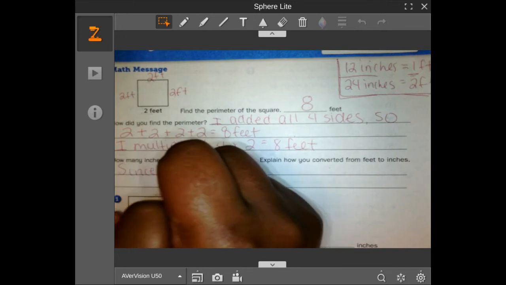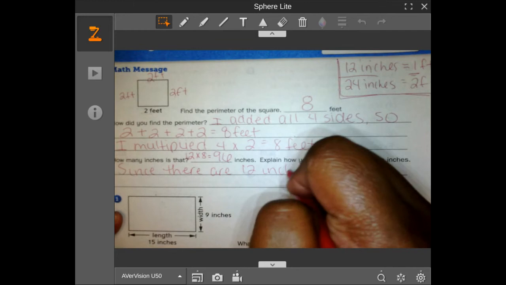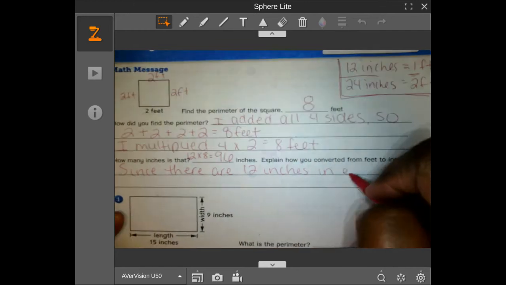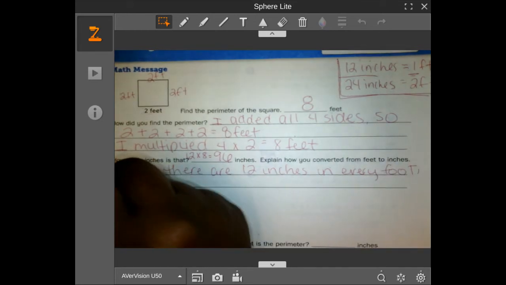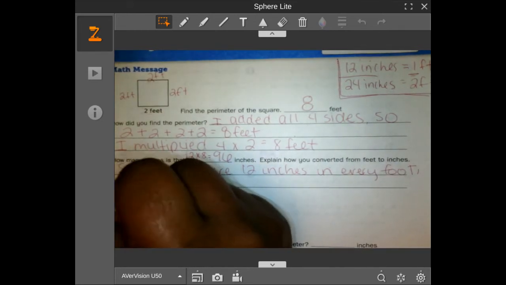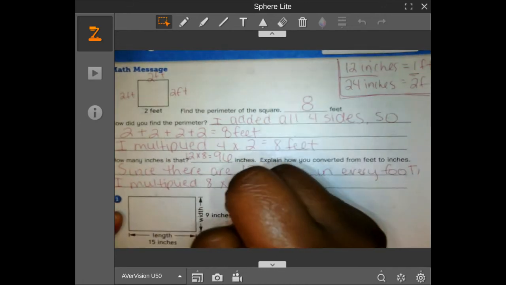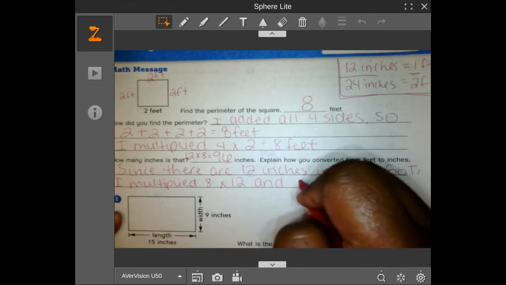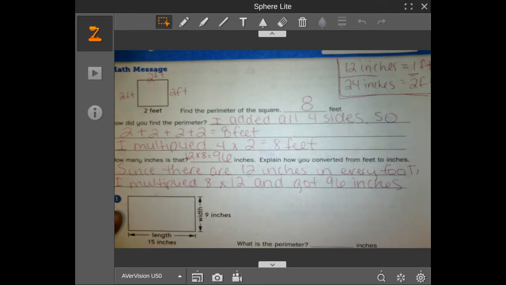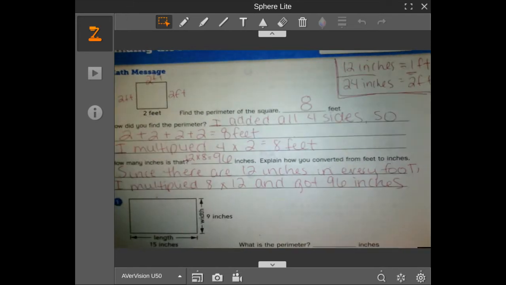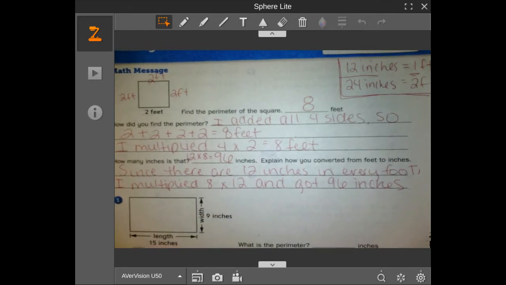Since there are 12 inches in every foot, I multiplied 8 times 12 and got 96 inches. If you are not sure, well, Miss Adams, how do you know 12 times 8 is 96?